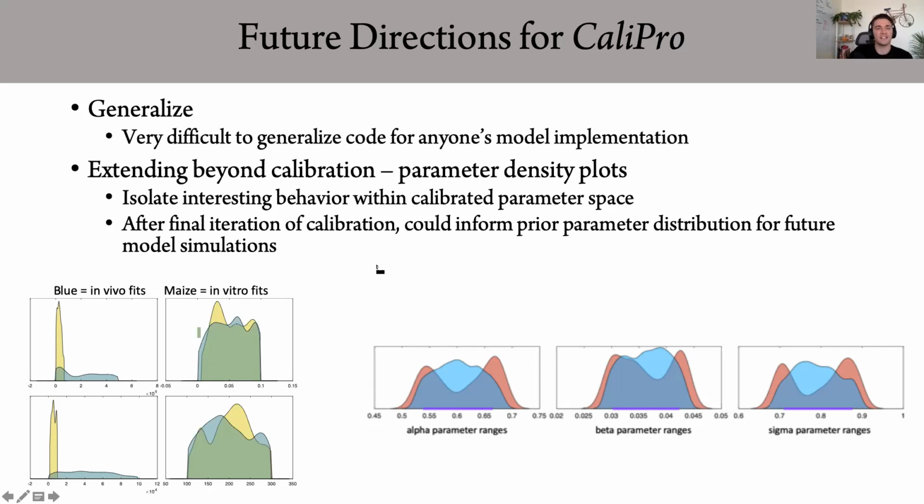Additionally, and finally here, after the final iteration of calibration, you could look at those past parameter distributions as an example for how to set your prior parameter distribution for future model runs. So looking at the beta parameter range here in blue, the past parameter density plot, you could maybe be content giving that a uniform distribution from the range that's specified. However, if you look at the alpha and sigma parameter ranges here, you might be more likely to set a normal distribution for sampling, centered around 0.6 or 0.8 for those 2 parameters.